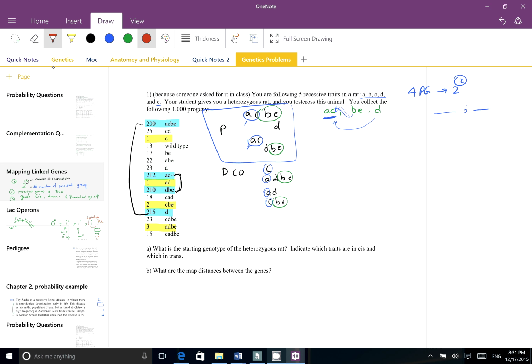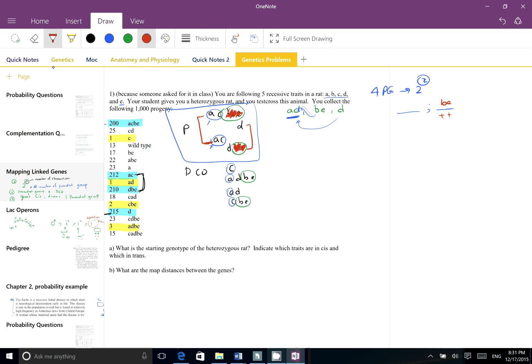So now let me delete BE. When I delete BE, oh my god, what happens? So D and D, that's 1 parental group. AC and AC, that's another parental group. So that makes me realize the following, that BE is on its own chromosome, AC and D is on its own chromosome.